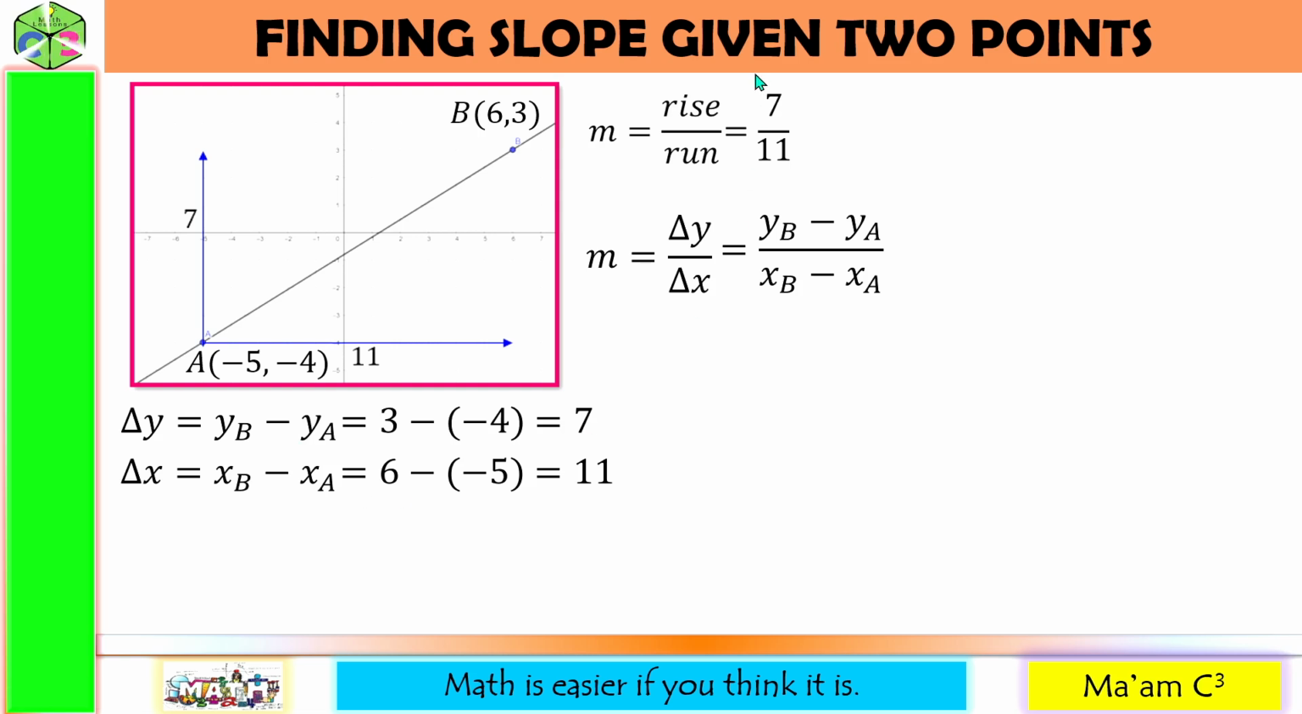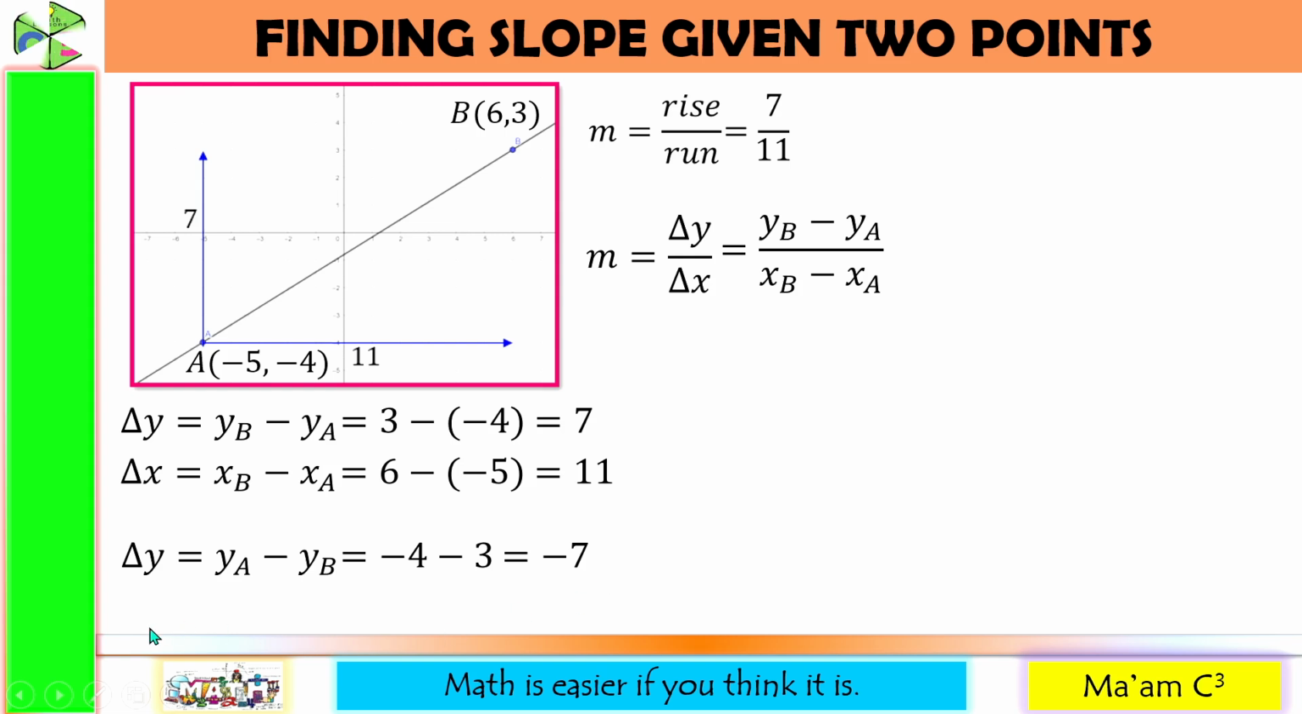Will I arrive with the same answer? Let us see. So let's have delta y, but this time, y coordinate of point A minus y coordinate of point B. So that would be y sub a is negative 4 minus y sub b is 3. Negative 4 minus 3 is negative 7.